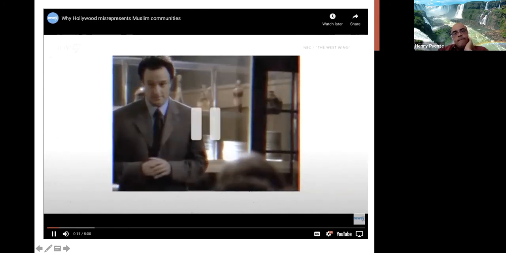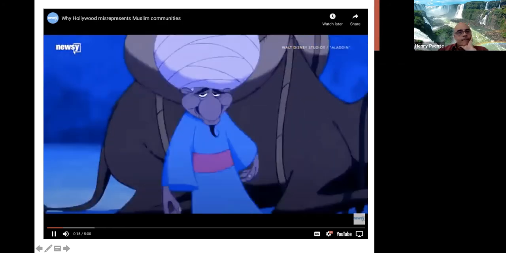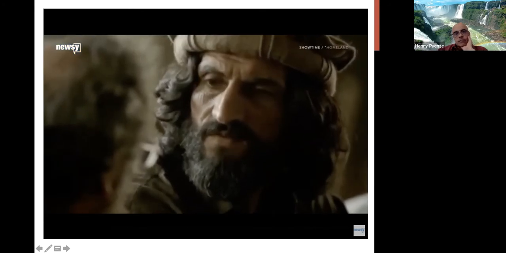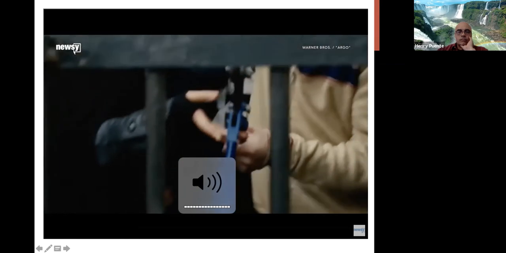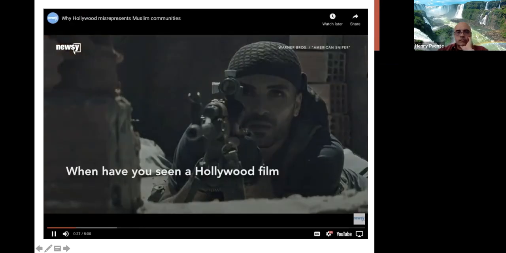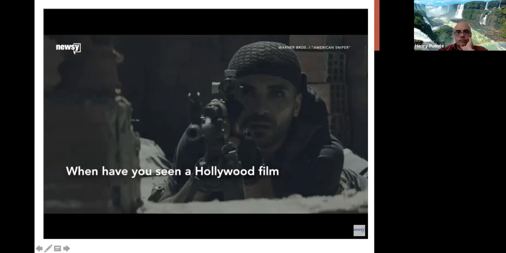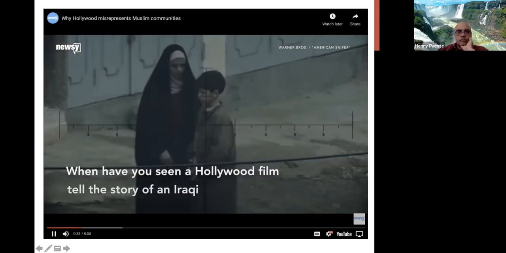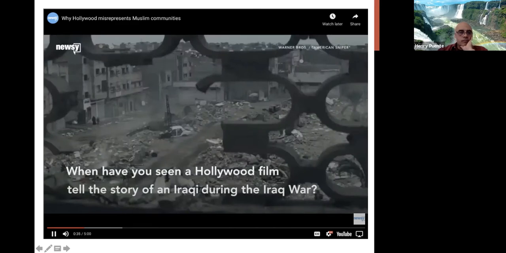Hollywood has a very narrow view of Arabs. I mean, just think of every Arab character you've ever seen on screen. Think of how those characters are usually inherently connected to violence and US national security, and then ask yourself this question: when have you seen a Hollywood film tell the story of an Iraqi during the Iraq War?